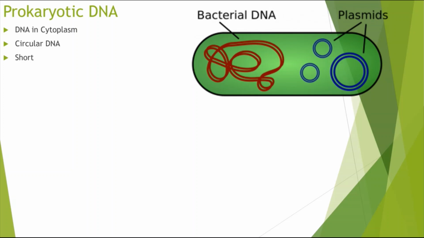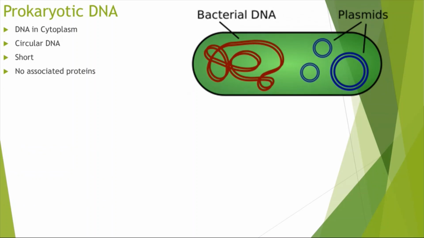It's very short, and there are no associated proteins. For the eukaryotic DNA, we had those histones. For prokaryotic DNA, there are no associated proteins. And prokaryotic DNA does not form chromosomes. Again, one of the reasons is because they do not have those histones, so they are unable to form the chromosomes. And they have no non-coding DNA.